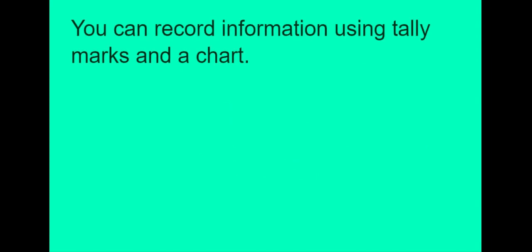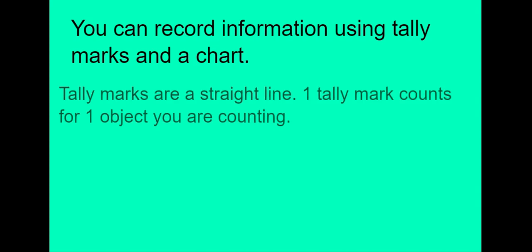First, let's talk about tally marks. You can record information using tally marks and a chart. Tally marks are a straight line. One tally mark counts for one object that you are counting. Here's an example of some tally marks. I have 1, 2, 3 tally marks on the screen.